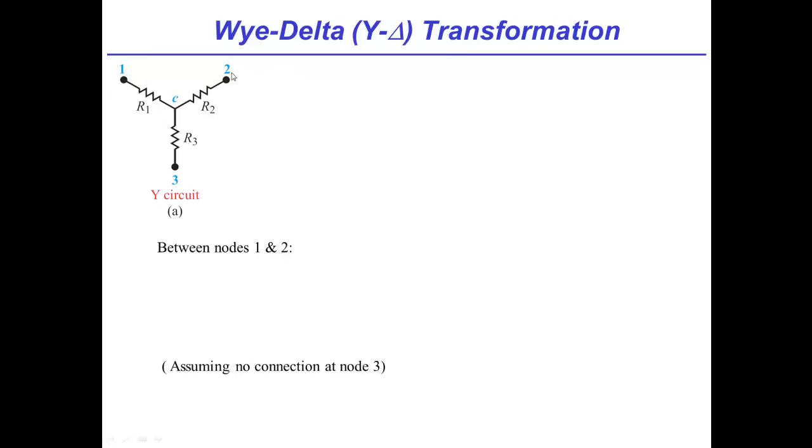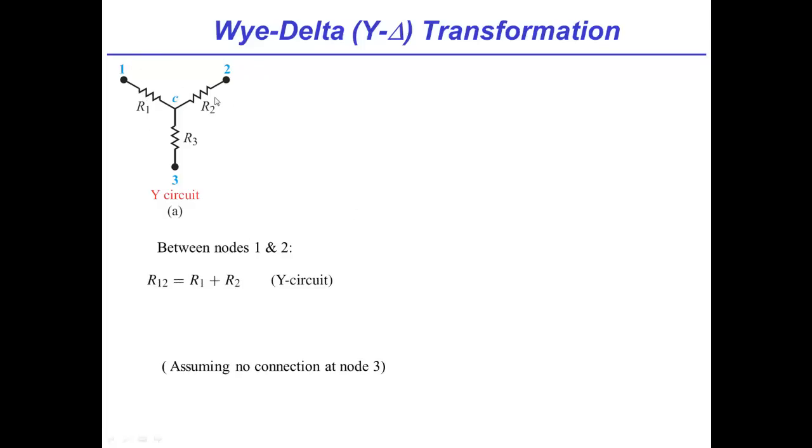Let's say I were to give you this Y and ask you to figure out the resistance between node 1 and node 2, and I told you to assume for now that node 3 was disconnected, so it wasn't connected to anything. Well, now this is pretty straightforward because it really simplifies to a series combination of R1 and R2.